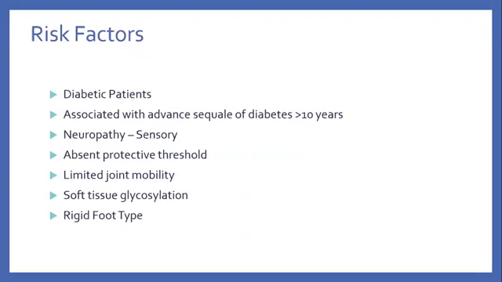Risk factors for Charcot are diabetic patients associated with advanced sequelae of diabetes, so specifically those people who have been diabetic for over 10 years, patients with sensory neuropathy with an absent protective threshold. So this is important to note on your physical exam. Whenever you're evaluating a diabetic patient, you should be doing your monofilament test, your Ipswich test. Limited joint mobility syndrome is also a risk factor, as well as soft tissue glycosylation and a rigid foot type.